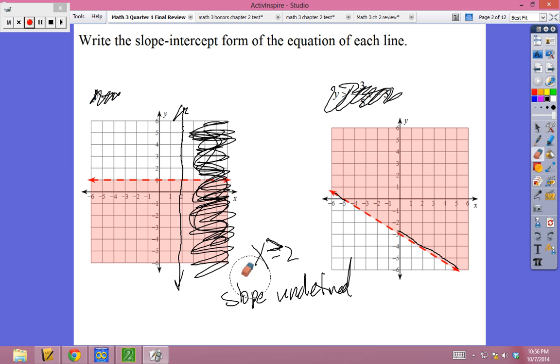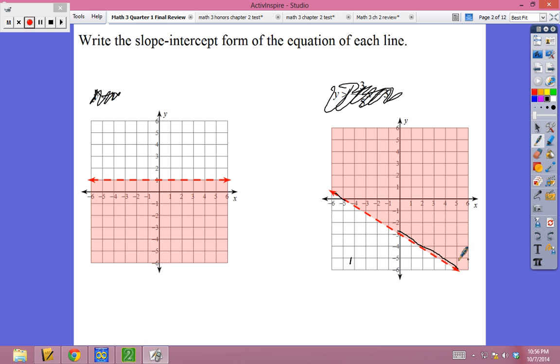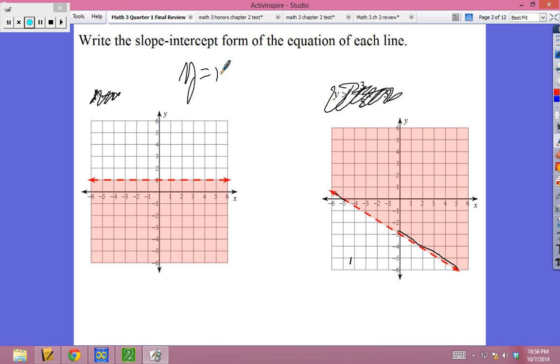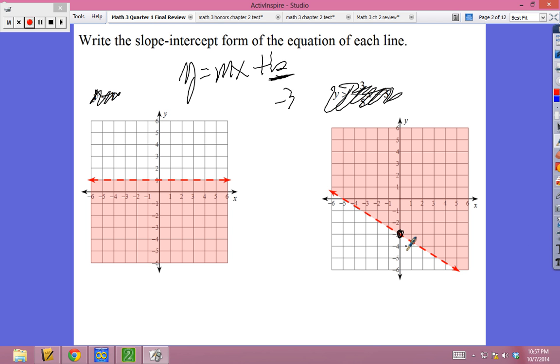Okay, now let's look at this next one. The next one, we changed it to a solid line. And we need two things for y equals mx plus b. We need to know the y-intercept, which is easy to find. It is right there. So the y-intercept is negative 3. And then you need to know the m, which is the slope. And to find the slope, you need another dot. So you've got to put dots anywhere. Well, I'm not sure about that. I got to do some erasing. You've got to put dots where they cross. So here is a dot. And where else do they cross?